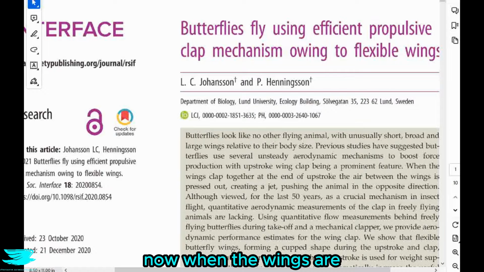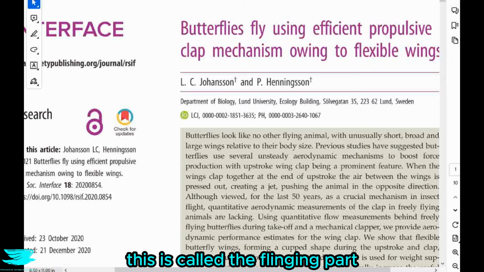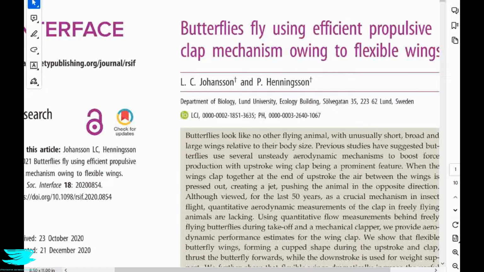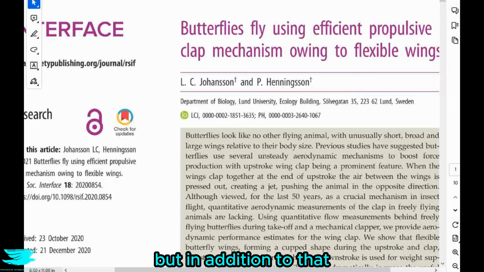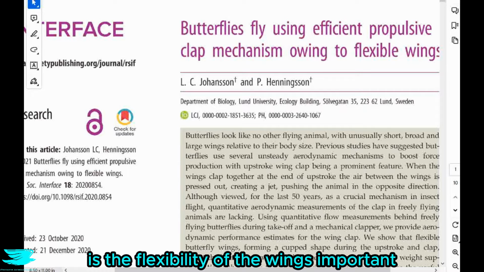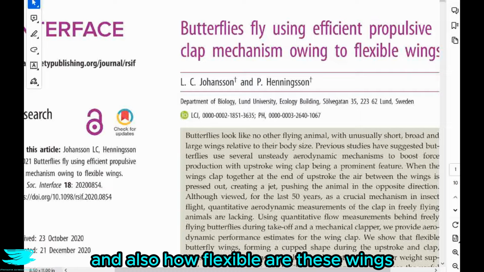Now, when the wings are at the top of the upstroke and then they peel apart to then do the downstroke, this is called the flinging part. So this is the general motion of these wings. But in addition to that, is the flexibility of the wings important? And also, how flexible are these wings?